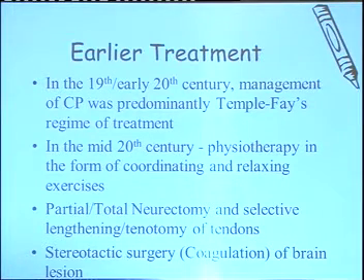Then this, just mentioning partial total neurectomy and selective lengthening or tenotomy of tendons. There was another thing which came up in the 70s and 80s, stereotactic surgery. That is, you identify the focal lesions in the brain and coagulate them.